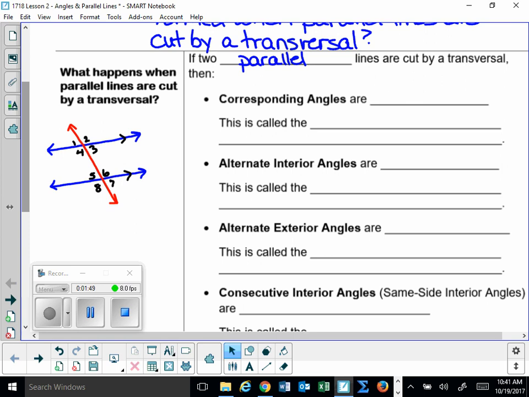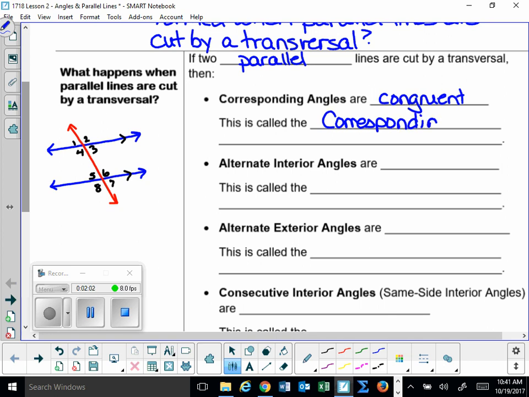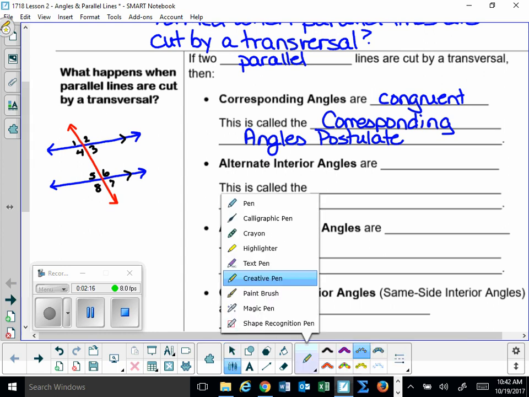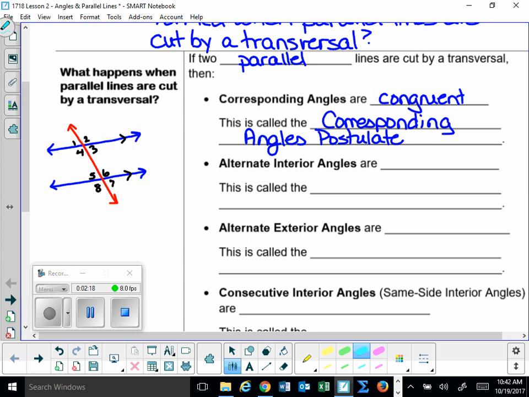If two parallel lines are cut by a transversal, then your corresponding angles are congruent. And this is called the corresponding angles postulate. Now, when you make your note card for this postulate, you should start with the if. If two parallel lines are cut by a transversal, then corresponding angles are congruent. Okay.